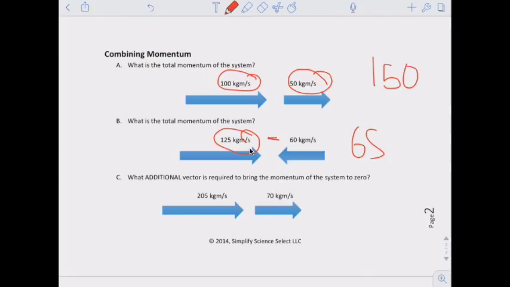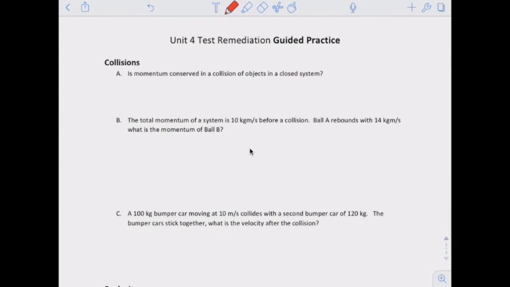What additional vector is required to bring the momentum of the system to 0? Well, remember that if it's opposite, that means that the total momentum of just these guys is 205 plus 70, which is 275. So this would have to be 275.